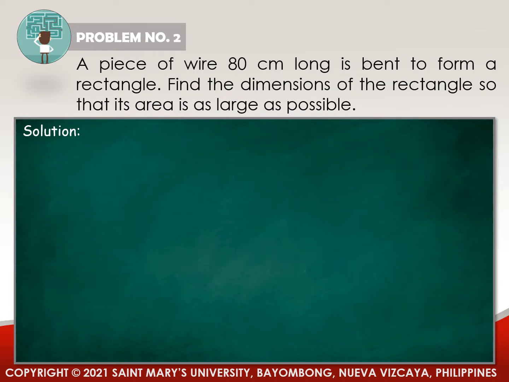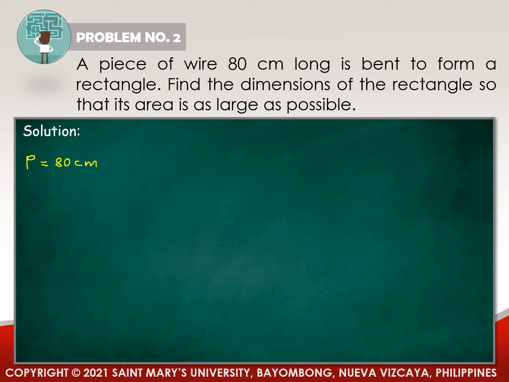How about the second problem? A piece of wire 80 centimeters long is bent to form a rectangle. Find the dimensions of the rectangle so that its area is as large as possible. Meaning to say, we are talking of the maximum area. So sabi sa problem, we have an 80 centimeters long wire which is to be bent to form a rectangle. So this means that 80 centimeters is the perimeter of the rectangle that will be formed by bending the wire. So therefore, P is equal to 80 centimeters.